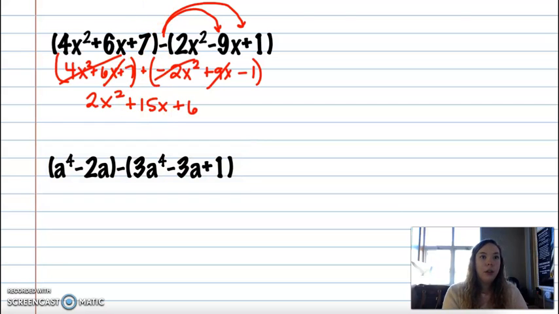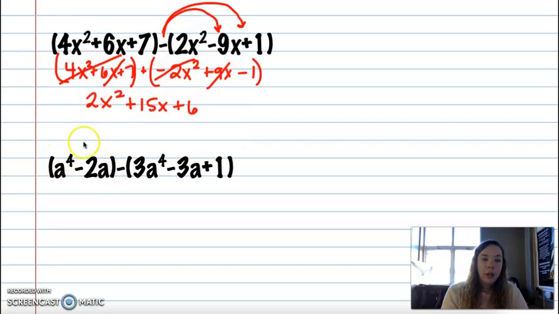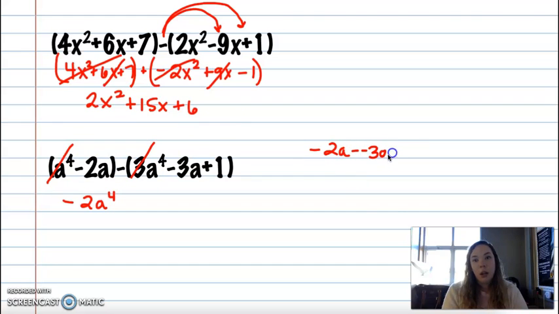So here, a to the 4th minus 3a to the 4th is negative 2a to the 4th. Negative 2 minus negative 3a. Again, sometimes that double negative is tricky. Remember, you can add the opposite, so that is going to be a positive 1a. And then you just have minus 1, so a negative 1.